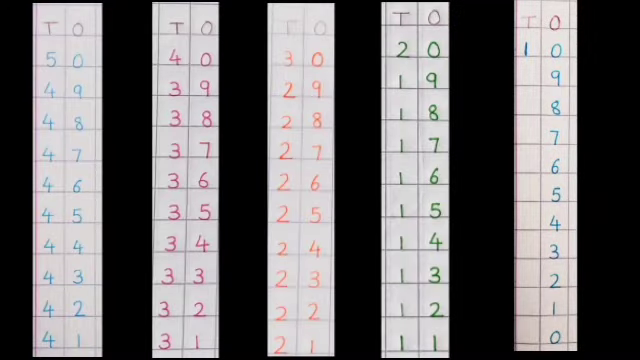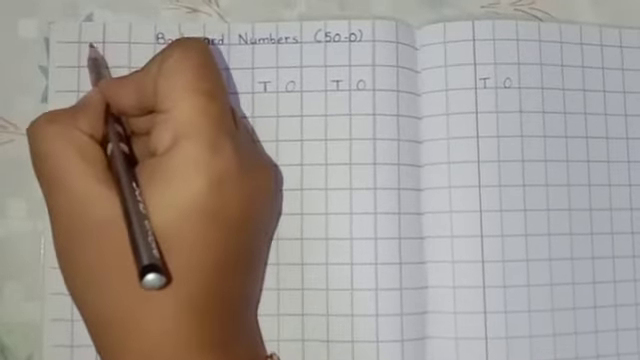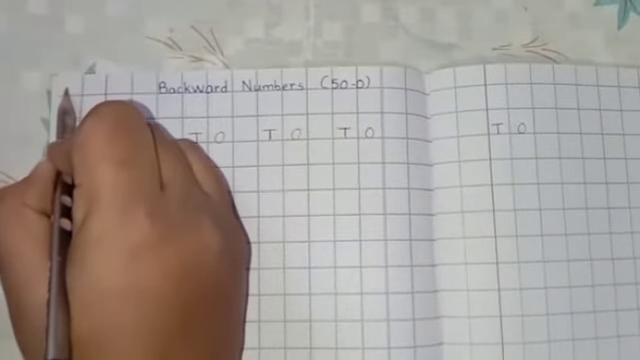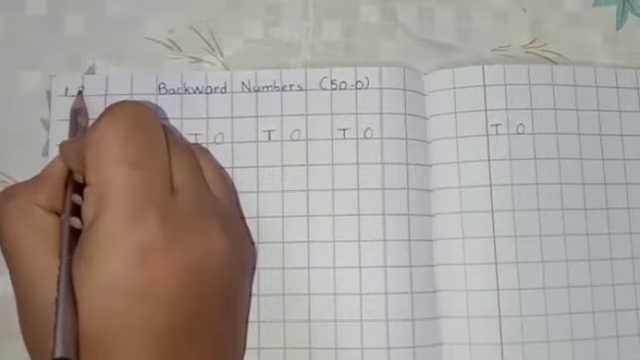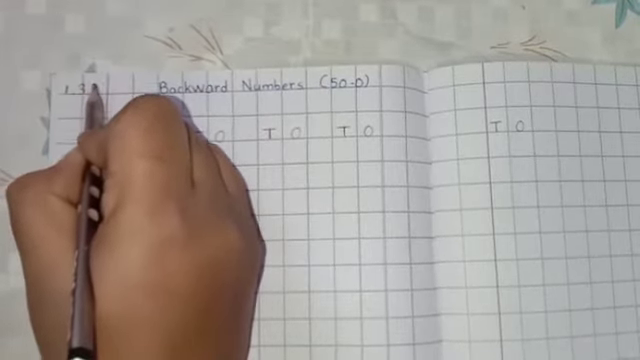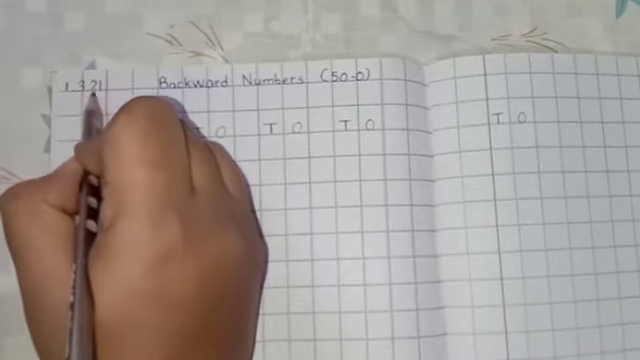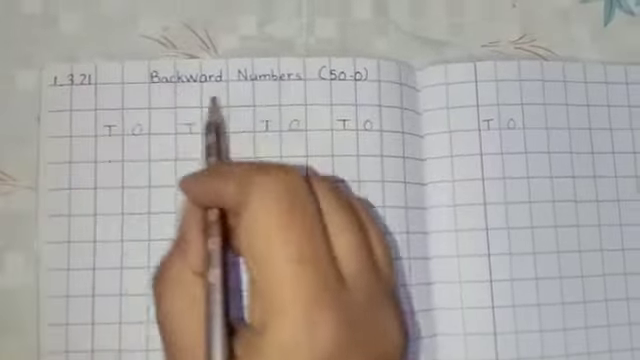Children, now this way we will write backward numbers 50 to 0 in our notebook. We are going to write backward numbers 50 to 0 in our maths notebook. First we will write today's date. Today's date is 1.3.2021, 1st March 2021. This is our heading.